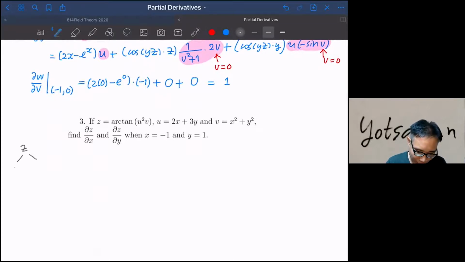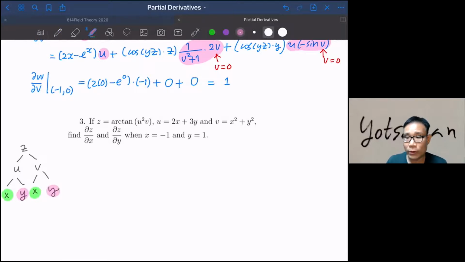Let me first introduce you. The diagram that you will get will be z is a function in terms of u and v, and u is a function in terms of x and y, and v is a function in terms of x and y. For this one, you can highlight two colors and just follow the diagram in order to obtain the formula for dz dx and dz dy.